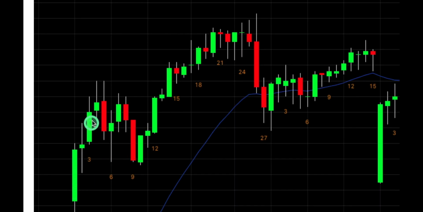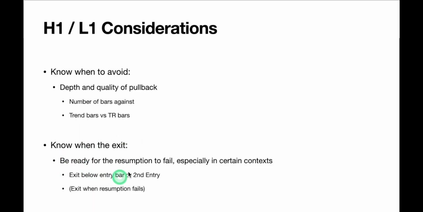So here, microchannel, it's really, really deep distance. So it is technically a high 1, but it's a doji coming after a really deep pullback. So you wait for the second entry, and you get that buy there, which is the one that actually led to the move up. And then finally, knowing when to exit.